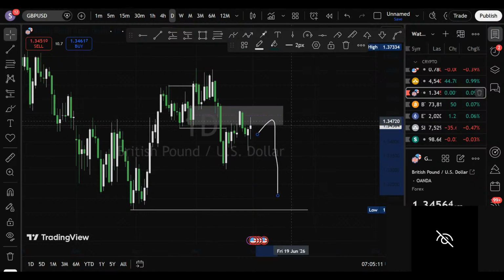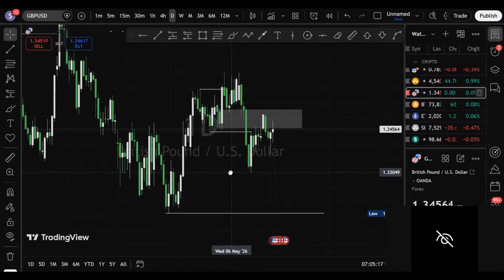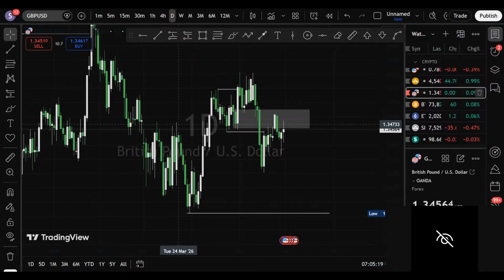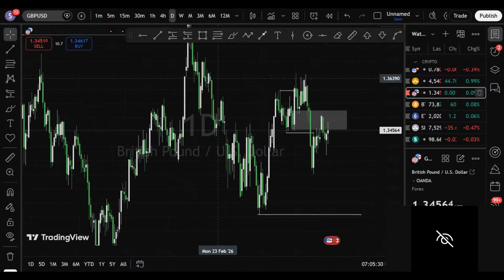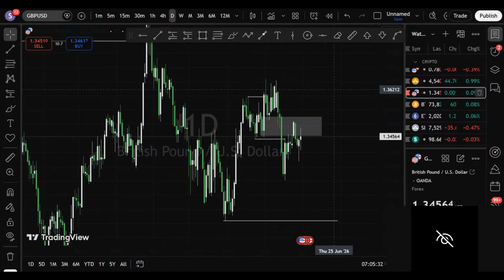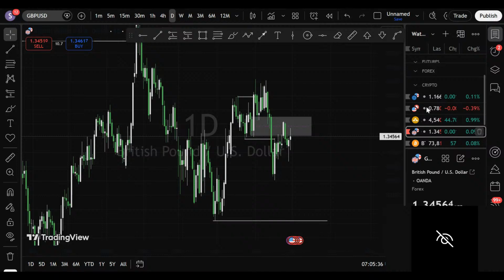Okay, now let's move to USD CHF. Let's see what we have on USD CHF. Remember, USD CHF is negatively correlated to GBP USD. It means that if you are seeing a sell on GBP USD, we'll be seeing a buy on USD CHF, right? So I just want to show you guys the best way to do top-down analysis using the CRT concept if you are a CRT trader.